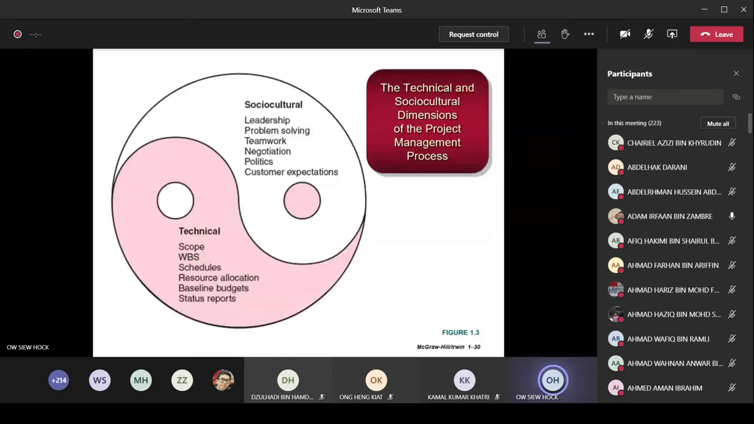This is a picture to show the two perspectives just now, the science and the art. This is called the technical and social-cultural dimensions of the project management process. From the technical side, which you are going to learn in this course, you're going to define the project scope. WBS is work breakdown structure. Then you must know how to do project scheduling, and also resource allocation, allocating who does what, the material and equipment, and the baseline budget. You're going to learn how you allocate the budget for each different phase.